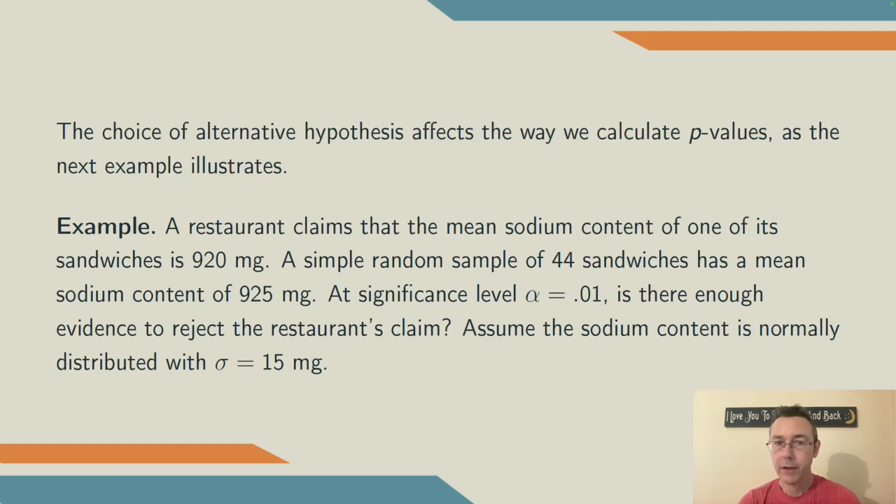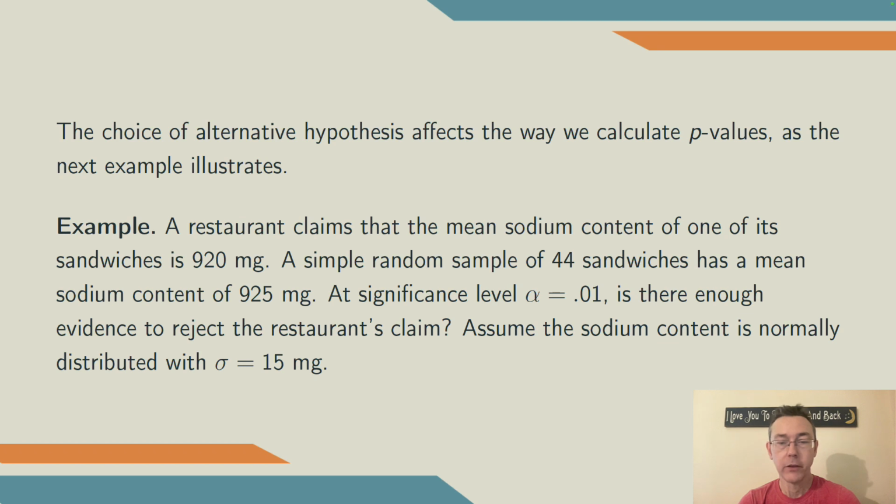The choice of alternative hypothesis affects the way we calculate the p-value, and we'll see that through a full example of a statistical hypothesis test here with a two-sided alternative. A restaurant claims that the mean sodium content of one of its sandwiches is 920 milligrams. A simple random sample of 44 sandwiches has a mean sodium content of 925 grams. At significance level alpha equals 0.01, is there enough evidence to reject the restaurant's claim?